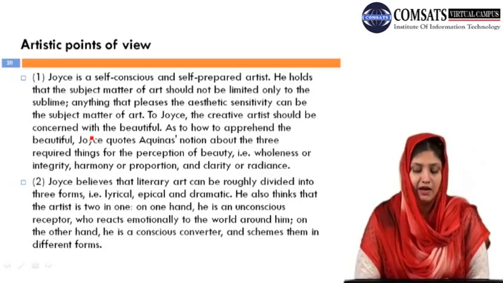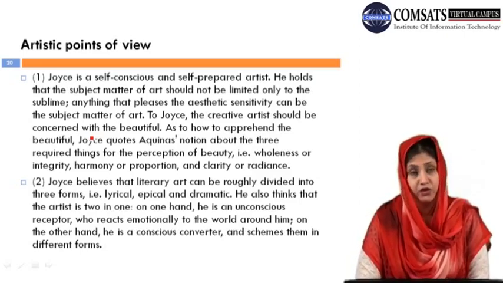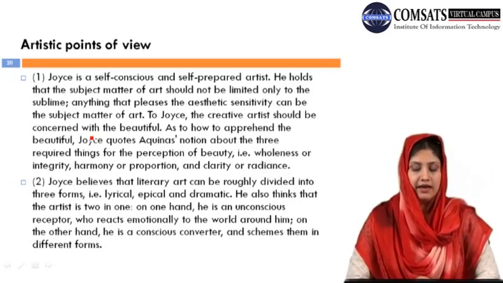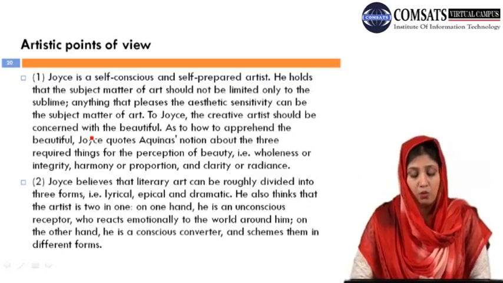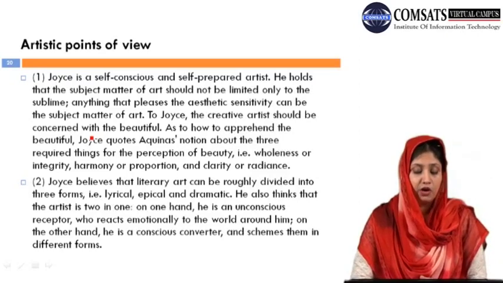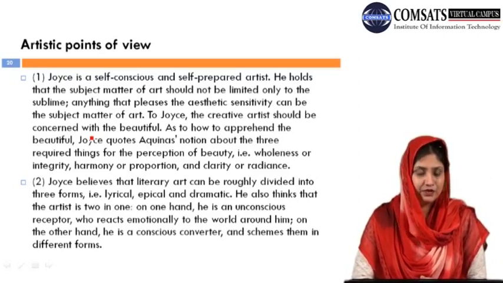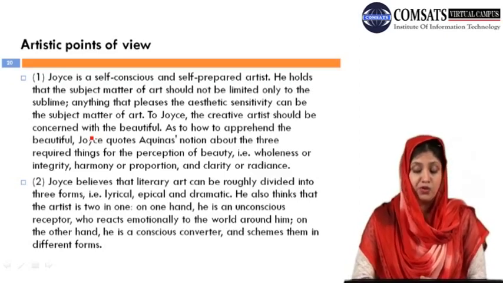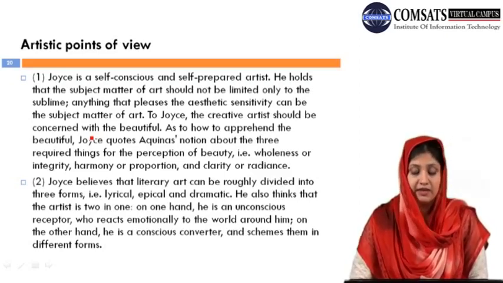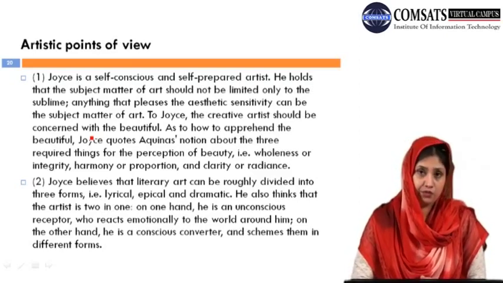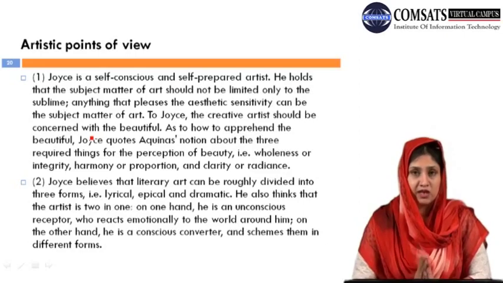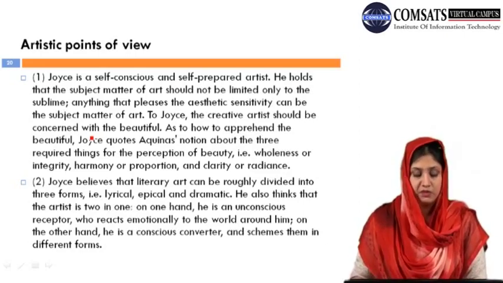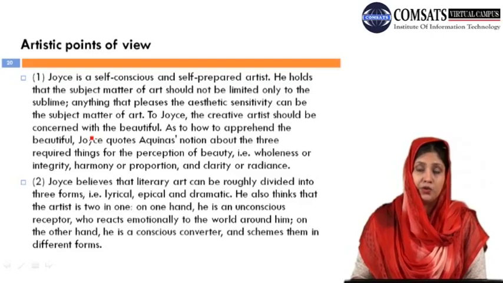Joyce believes that literary art can be roughly divided into three forms: lyrical, epical, and dramatic. He also thinks that the artist is two in one. On one hand, he is an unconscious receptor. He receives, and reacts emotionally to the world around him. On the other hand, he is a conscious converter and schemes them in different forms. So an artist is doing both of these things simultaneously, and these attributes make an artist a true artist, who absorbs, who receives, and then converts and reports.